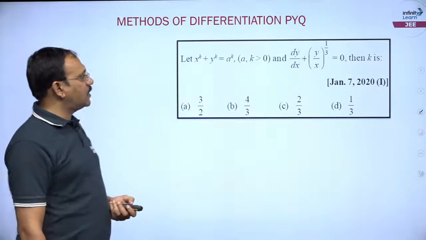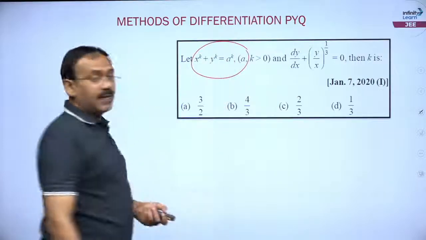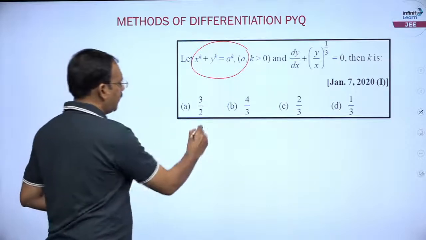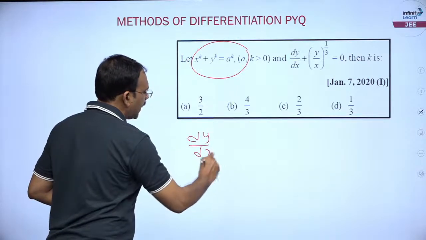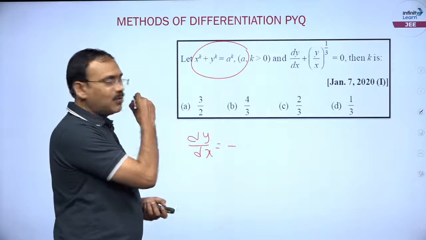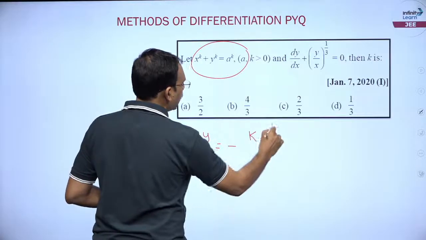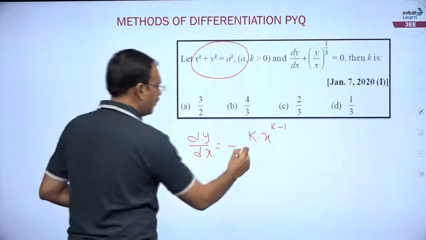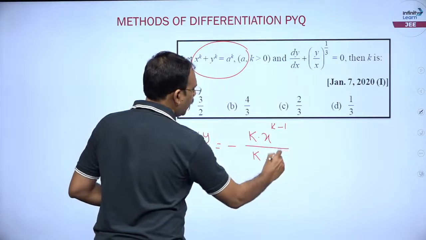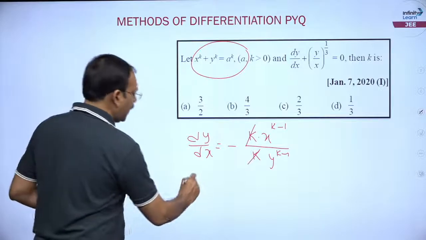Then you see this question, friends. x power k plus y power k is a power k, where a and k are constants. What a simple question it is. How do you find dy by dx here, friends? I told you this is an implicit function. So minus dou f by dou x, means x is the only variable, take derivative: k into x power k minus 1, rest all 0, by dou f by dou y. So only y is variable, k into y power k minus 1. So these two got cancelled.